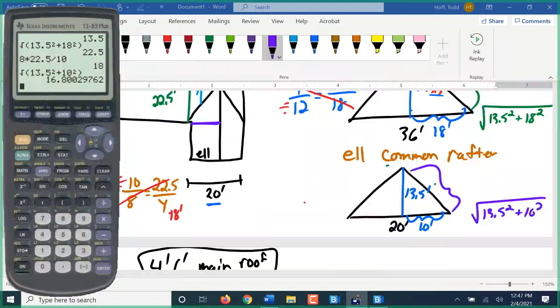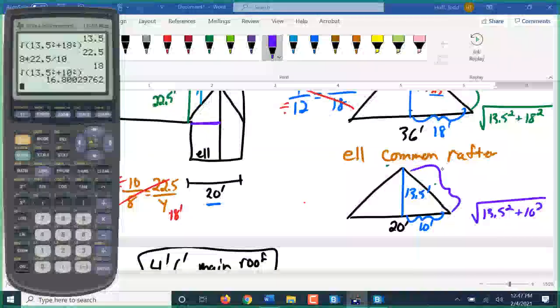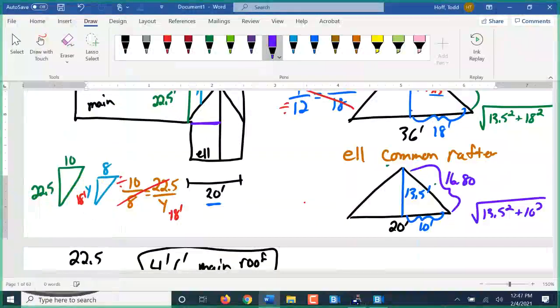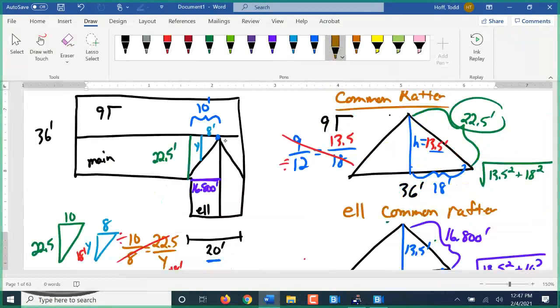Giving us 16.800 feet. So now our next rafter, we know that this setback here is half of this span. It's 18 feet. So we know that the next rafter there, right in here, this is going to be at 16 feet, and I'll call that one X.